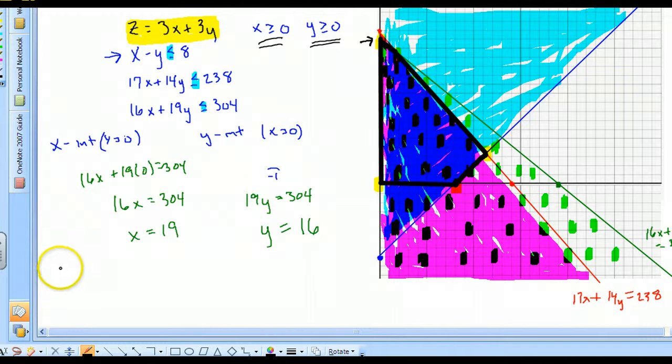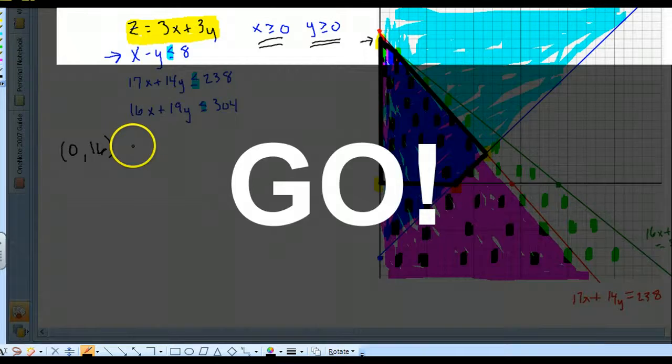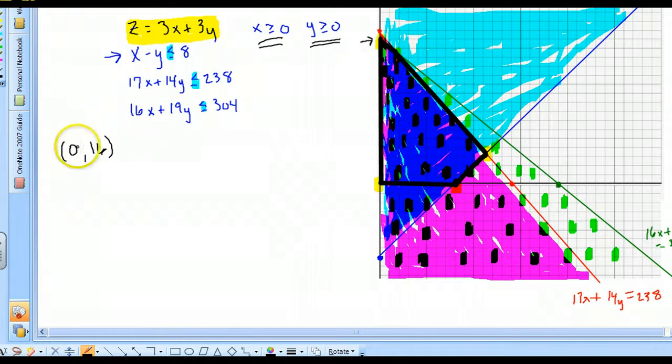So 0, 16 is one of our points. Let me just keep a running tab of them. All right, so 0, 16 is a point to optimize or to check. We also need, there's the origin. That's an easy one to find. So there's the origin.